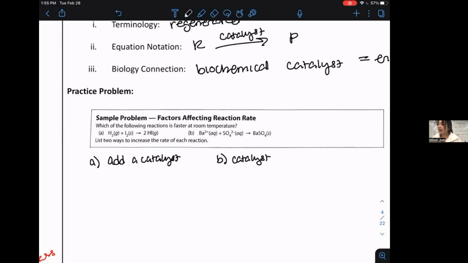What else can you do for A though? Just add more. Literally add more. Done. You just had to list 2 ways. What about B? Temperature. Stir. Create more kinetic energy, create increased collision. Like literally there are so many. You could have said add more. The second one tends to be a little bit more versatile in options.